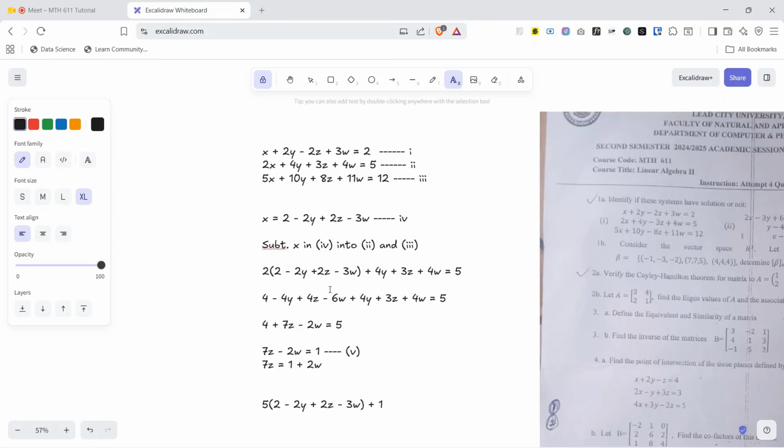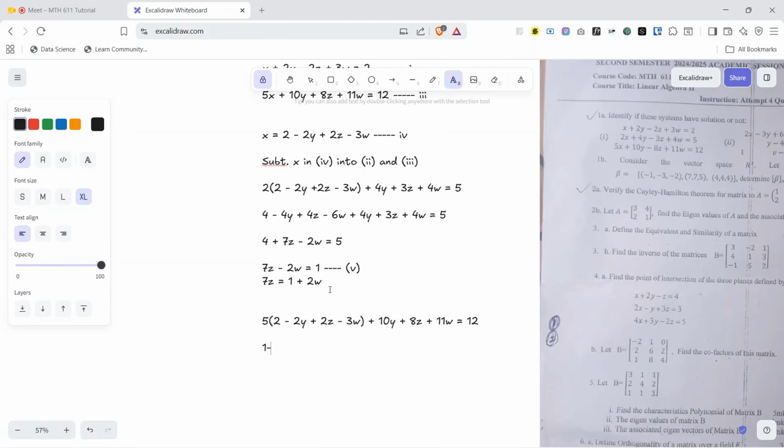Then plus 10y plus 8z plus 11w equals 12. So this would be 10 minus 10y plus 10z minus 15w plus 10y plus 8z plus 11w equals 12. So the 10y cancels the 10y here too, so we have that cancelled.